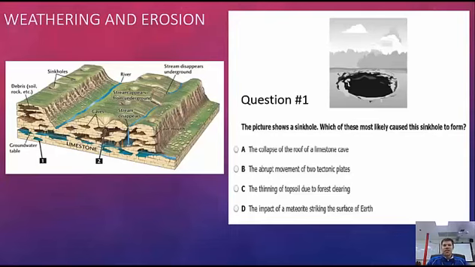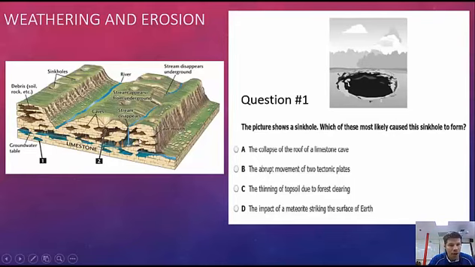The picture shows a sinkhole. Right here we see this big sinkhole. Which of these most likely caused the sinkhole to form? So the question is about how sinkholes form. And sinkholes form from the rock underneath them, the ground underneath them, dissolving and disappearing.